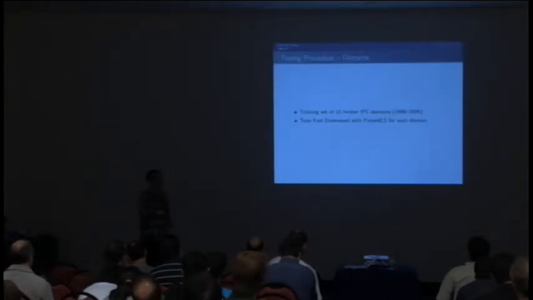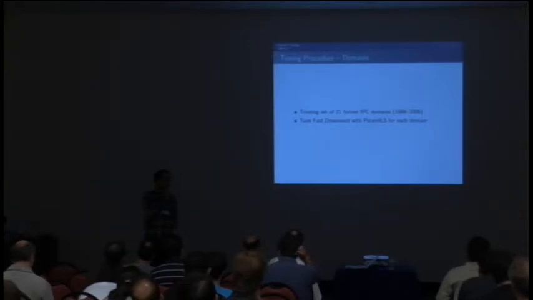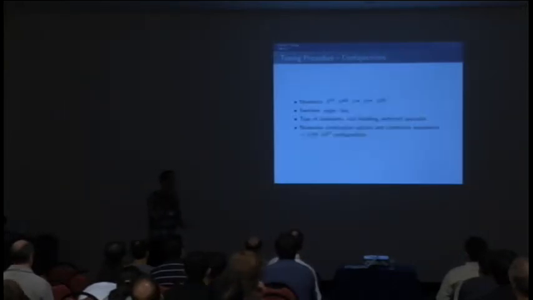We chose 21 domains from former IPC challenges, from 1998 to 2006, and we deliberately left out the ones from 2008 and 2011 because many of the 2008 domains were later reused. And we tuned Fast Downward with the ParamILS parameter configurator for each domain separately. What can we configure in Fast Downward?